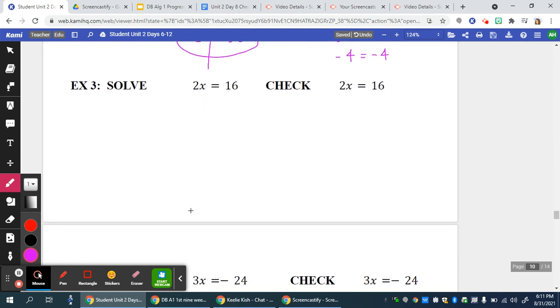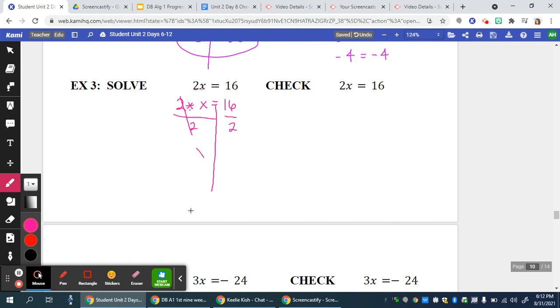Example 3, we have 2x equals 16. And anytime we see numbers and letters right next to each other, this is always multiplication. So I have 2 times x is equal to 16. Now, to solve for x, we have to do the inverse operation of multiplication, which is division. So I'm actually going to write it like this, divided by 2.